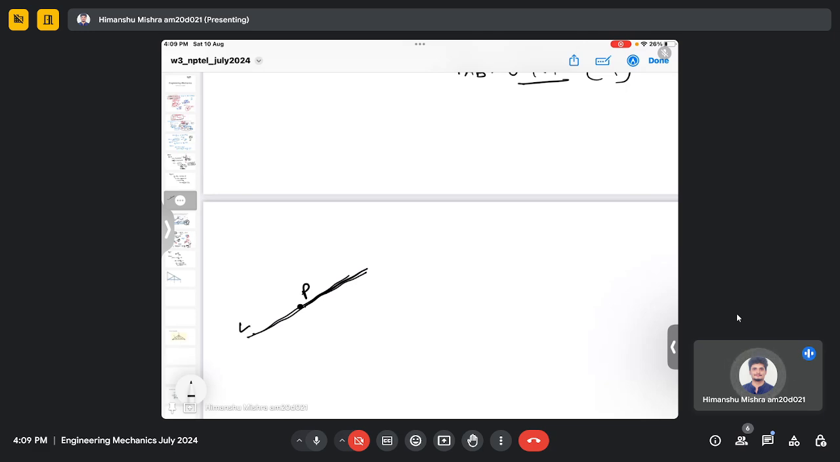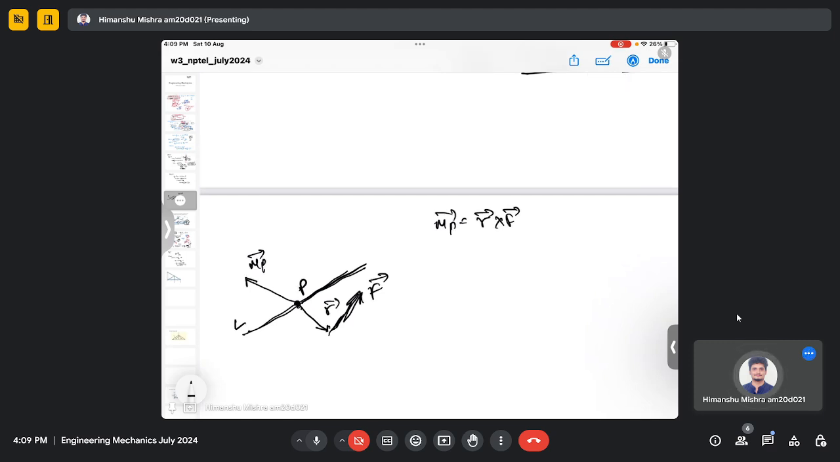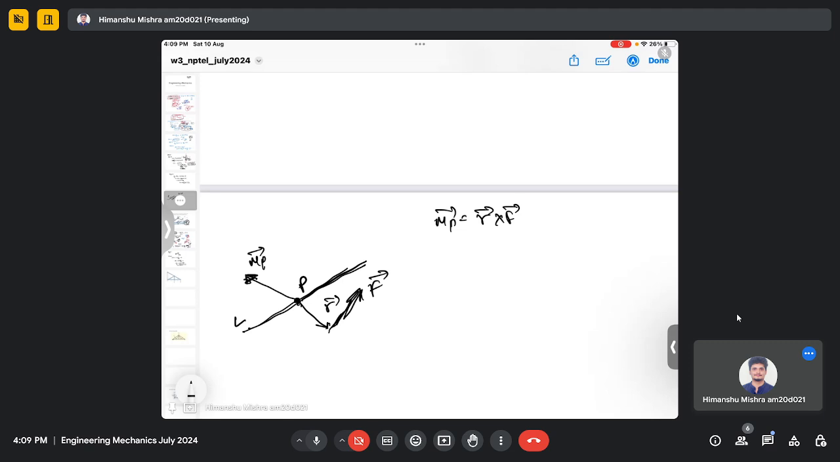So first, let me draw the displacement vector, sorry, force vector. And you can see that the direction of moment will be perpendicular to this, and it will be somewhere here, MP, and the moment will be r cross f. Now I want to calculate the moment along this axis.